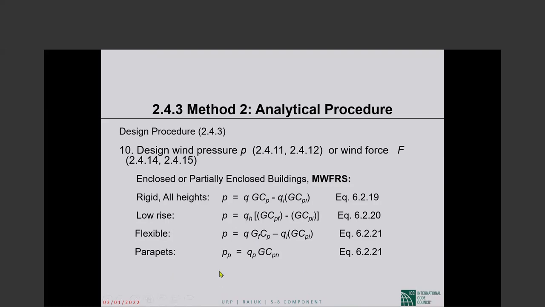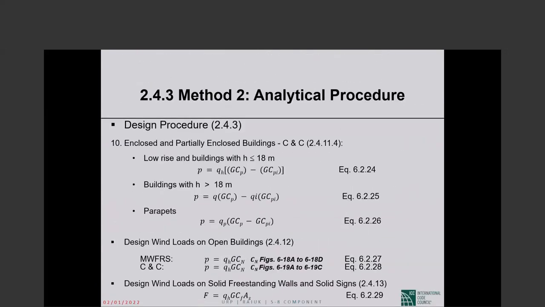And then for parapets, there is a G times C sub PN given, which you multiply by the velocity pressure at the top of the parapet. Okay, so that is some detail that you will have to look up. What I just said is probably not sufficient, but there is a separate coefficient C sub PN that I wanted to draw your attention to.